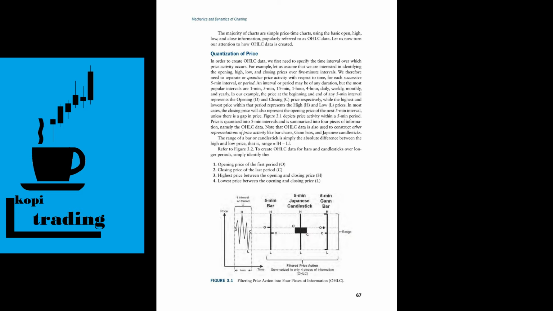Refer to Figure 3.2. To create OHLC data for bars and candlesticks over longer periods, simply identify the: 1. Opening price of the first period, O. 2. Closing price of the last period, C. 3. Highest price between the opening and closing price, H. 4. Lowest price between the opening and closing price, L. Figure 3.1: Filtering price action into four pieces of information, OHLC.